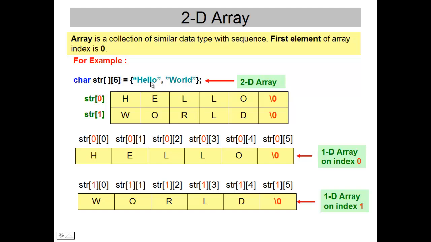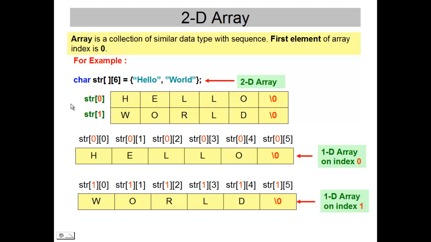Now how many strings? 2 strings are stored in this array. What size? 5 characters in both strings, okay, 5 characters. So here I am using 6. The length of the array is 6, so 1 2 3 4 5 6. After 5 characters, the null character is automatically inserted. So hello world: after hello the last null character is this, and after world the last null character is this.